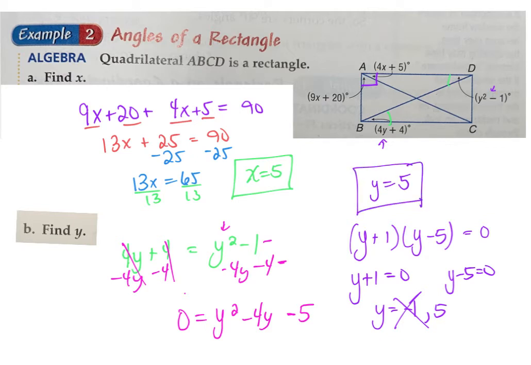So you do want to check and make sure that it doesn't cause an actual problem. Like if you plugged it in and your measurement's negative, well, your length can't be negative. So that number does not work. There are times when you will solve for it like we did here, and when you plug it back in, you're like, nope, that's not a valid answer. So the only other one is the valid answer.